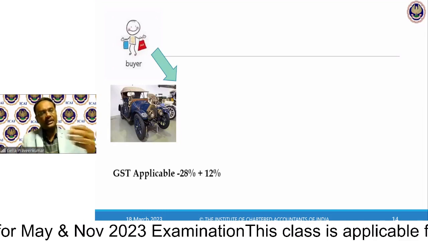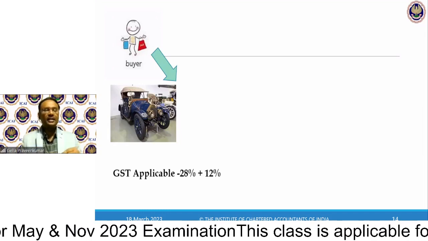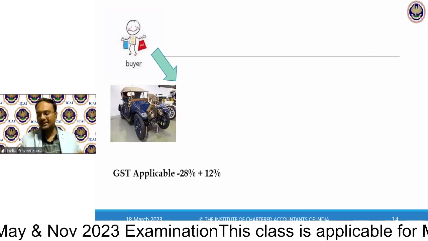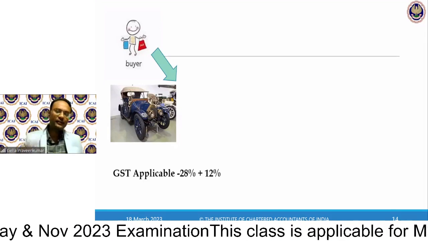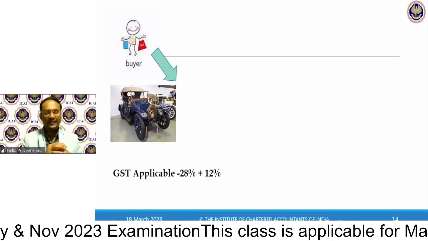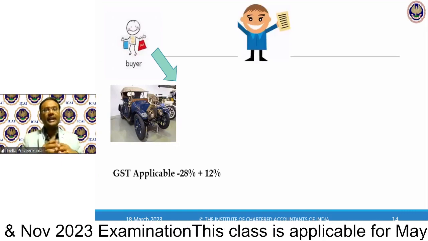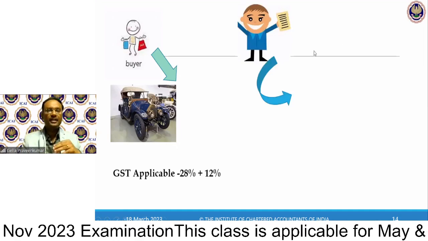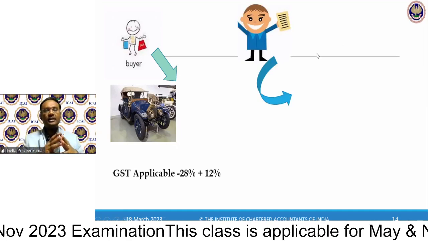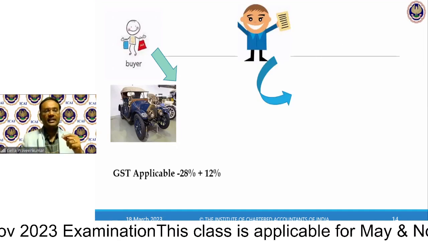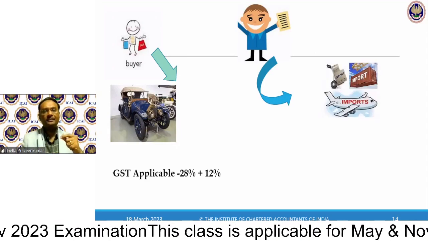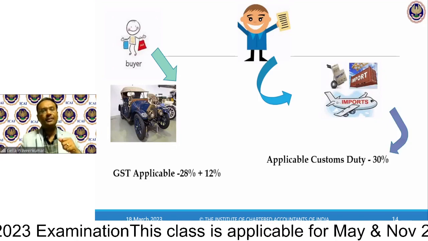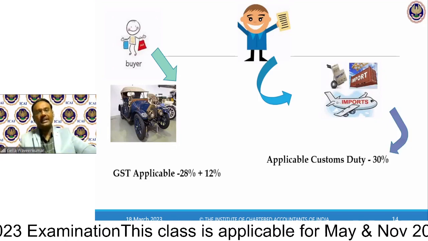When she wants to buy, the seller says, look, you have to pay 28% GST and also compensation cess of 12%. So effectively, 40% is going to be the rate of tax. At that point, a gentleman called Mr. Shivam comes to Kaushiki and says, instead of you paying this tax of 28 plus 12, 40%, if you're interested, I can very well import these goods. And in case of imports, the applicable rate of duty is 30%.